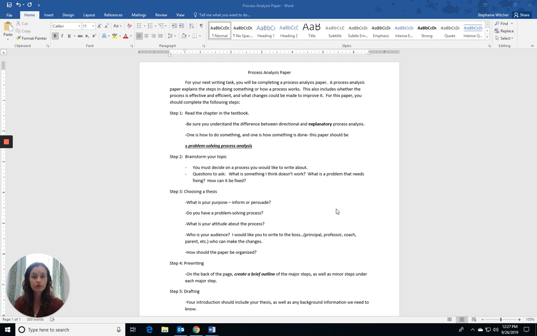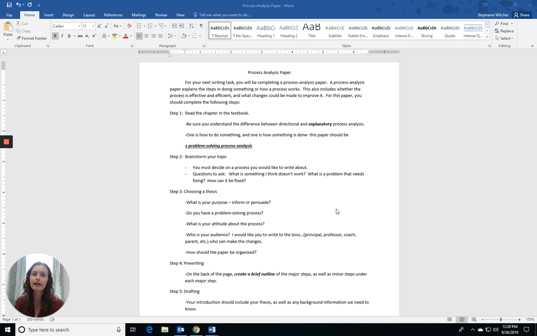So in step 2, you need to brainstorm your topic. Okay, you have to decide on a process you want to speak about. This should be a process that you are familiar with, that you are comfortable discussing, that you know the ins and outs of. Maybe you've done it multiple times, but again, it also needs to be a process that could be improved. So I currently vote here in Neosho, and my voting location is Neosho High School. And I'm sure you can understand why voting at a high school could cause some problems. So that's the process I will choose.